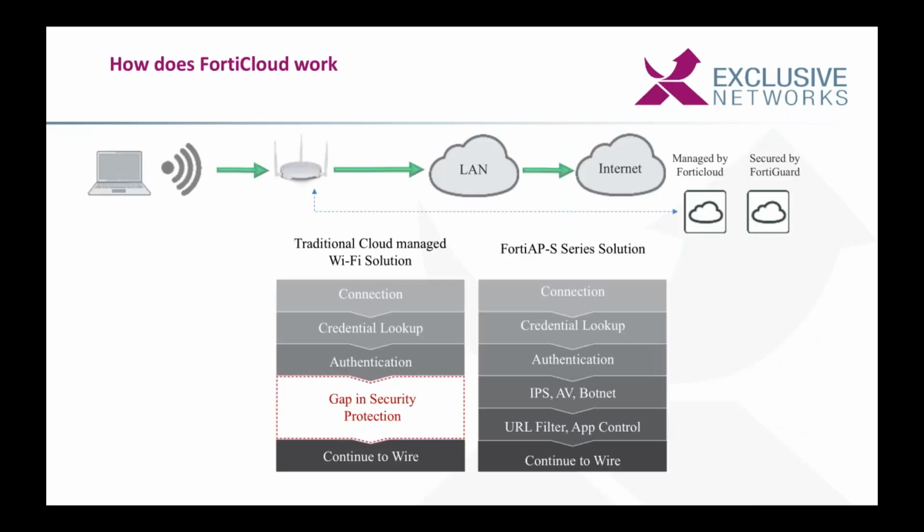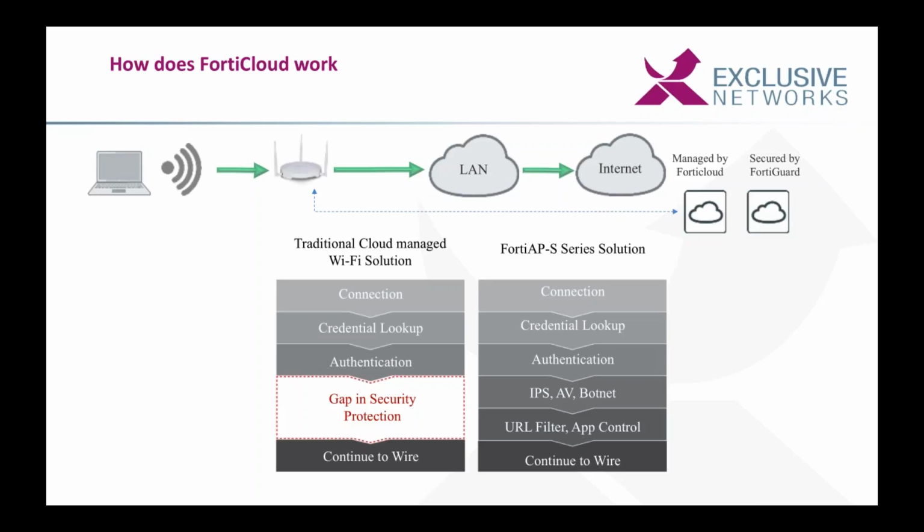So how does FortiCloud work? Essentially, when we first connect the AP, it will pick up a DHCP address, and then it will start the discovery process to the FortiCloud. Once the connection is made, the AP will periodically poll the FortiCloud for updates.